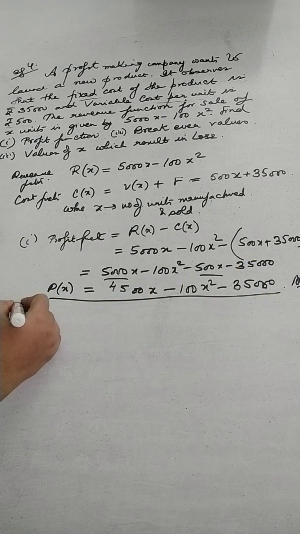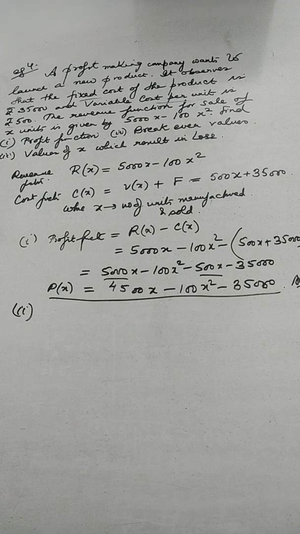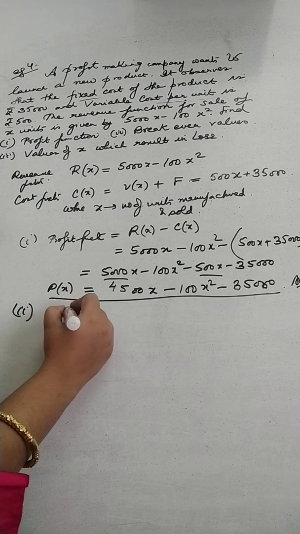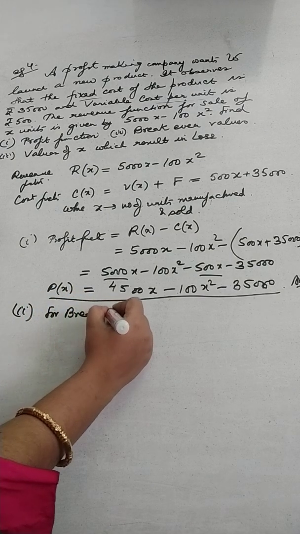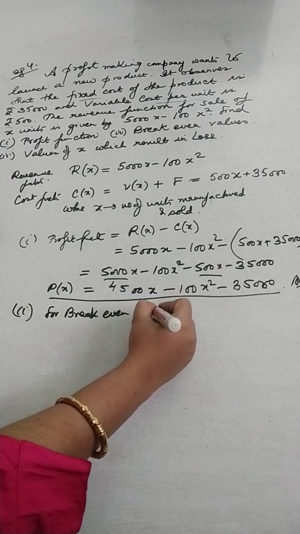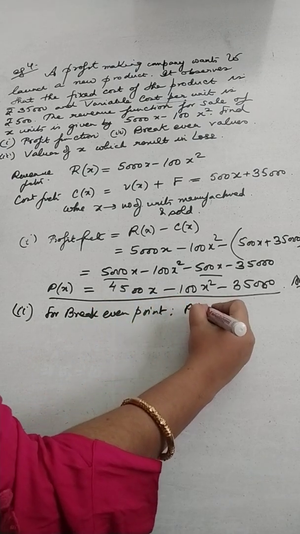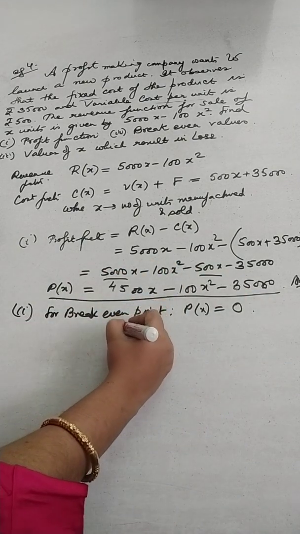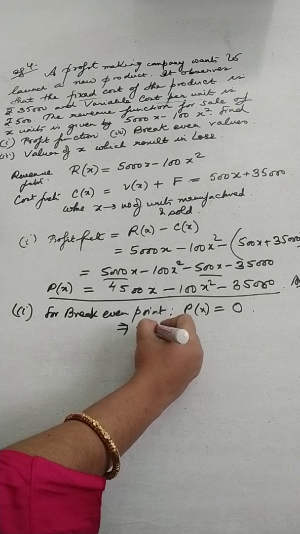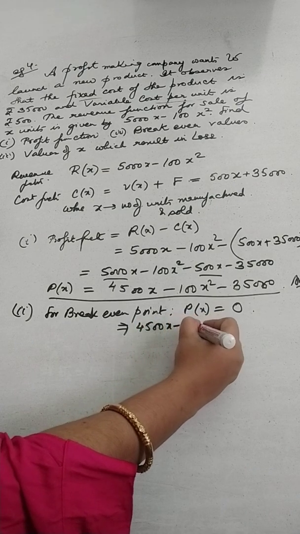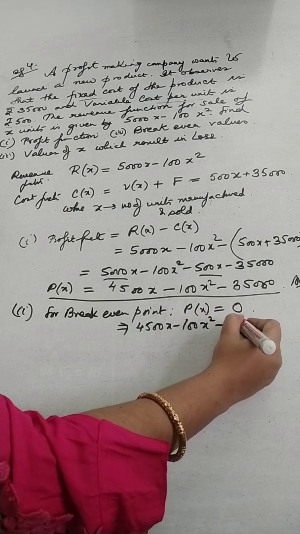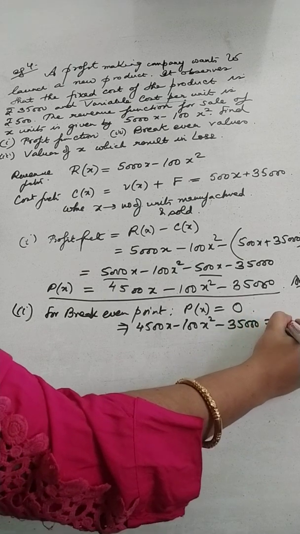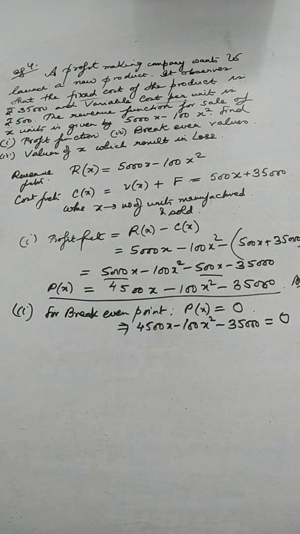Next, subpart 2. Break-even values. Since we have found out P(x), let us use P(x) equal to 0, isn't it? So for break-even point, condition is P(x) should be equal to 0. P(x) equal to 0 means it is 4500x minus 100x squared minus 35,000 is equal to 0, equating this to 0.